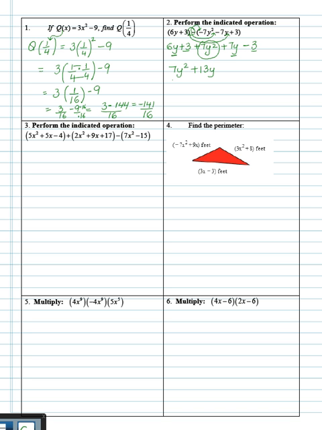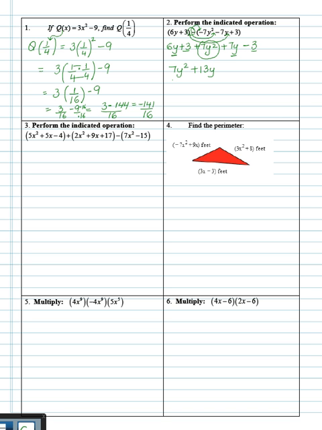Remember, you cannot add 7y squared and 13y because they are unlike terms. They're not like terms. It's like adding apples and oranges. You can't. So you're going to just leave them like that. That is going to be your final answer.